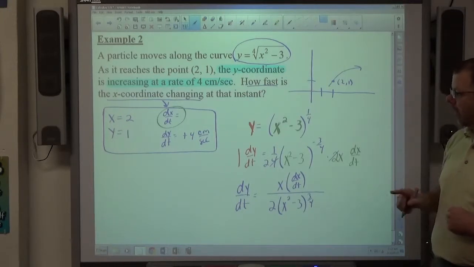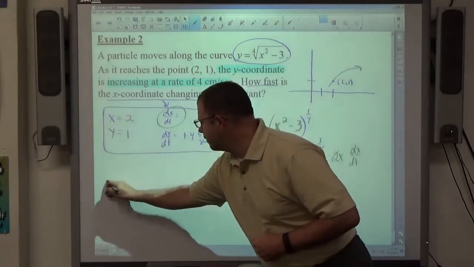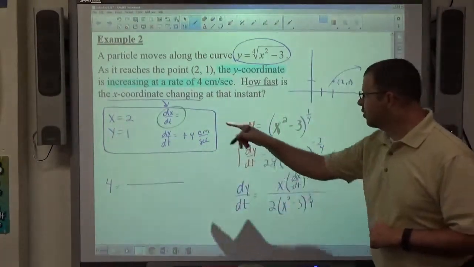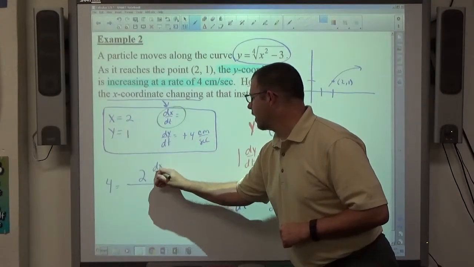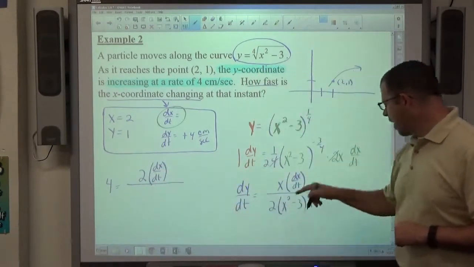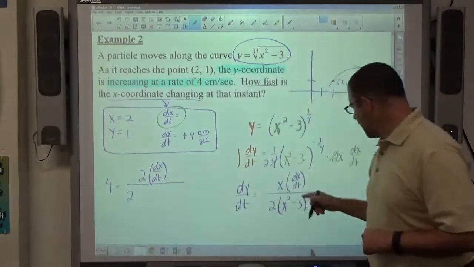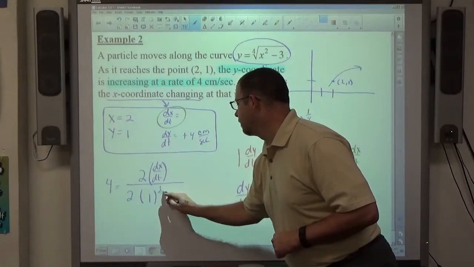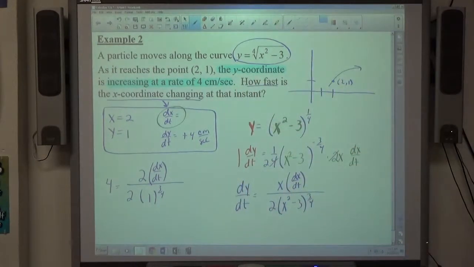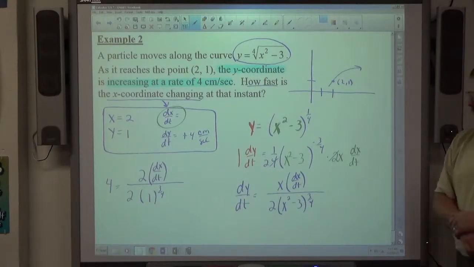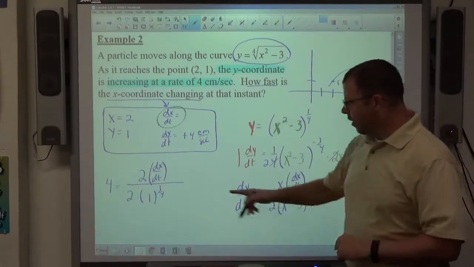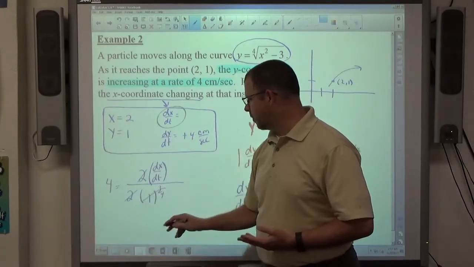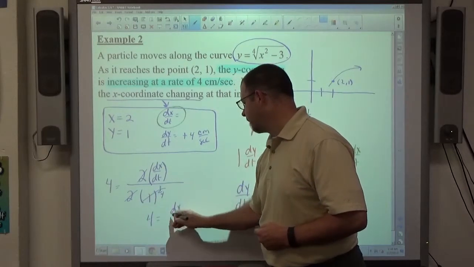So I substitute everything I know in. Dy over dt equals 4. So this side becomes 4. Equals x is 2. Dx over dt, I don't know what that is. On the bottom, 2 is 2. And then x squared, which would be 4 minus 3 would be 1, right? To the 3/4 power. All right. Simplifying again, 1 to the 3/4 power equals 1. Times 1 doesn't do anything. 2 divided by 2 equals 1. So basically, I end up with 4 is equal to dx over dt.